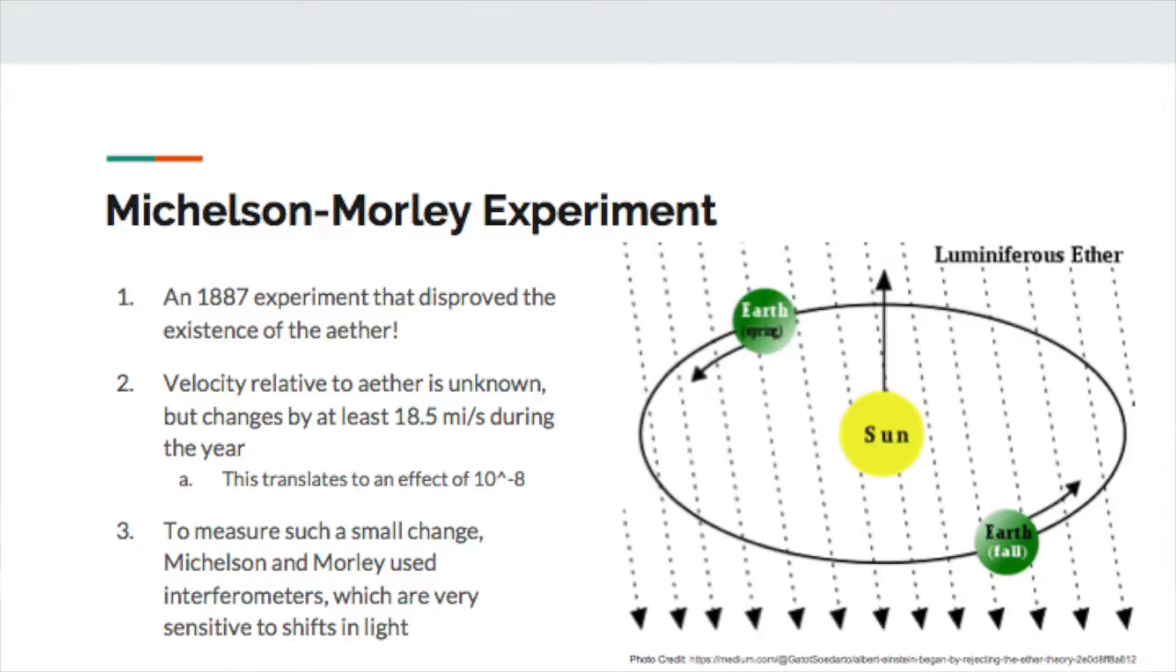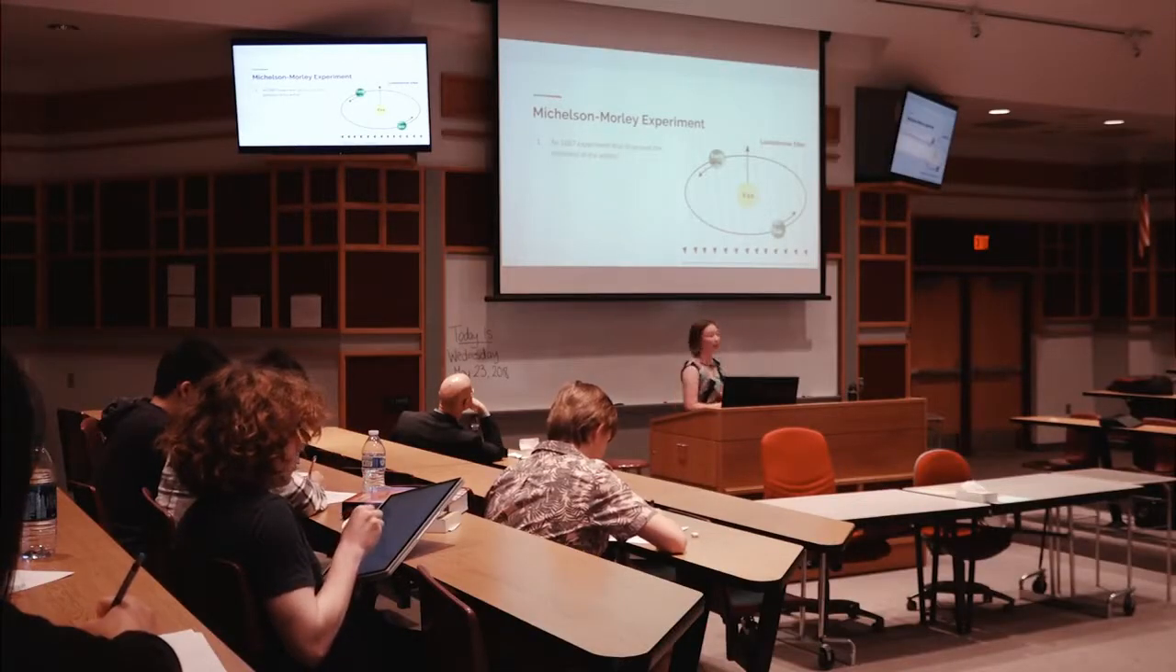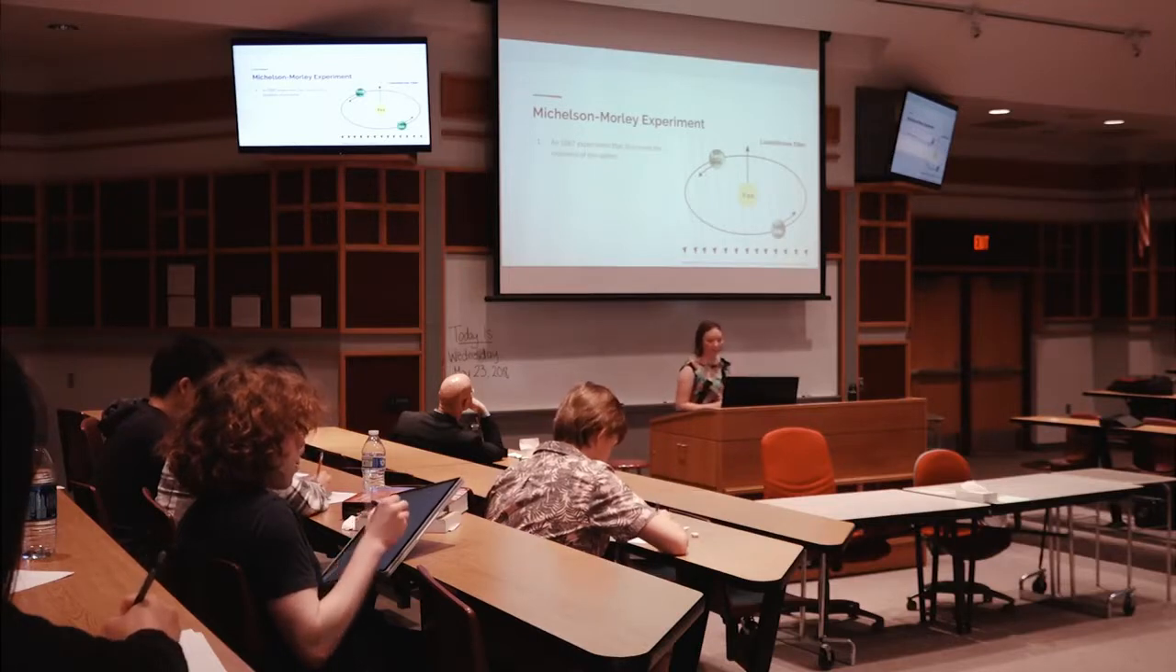So in 1887, two American physicists, Michelson and Morley, actually decided to test for the existence of the ether. Just ahead of time, their experiment actually disproved the existence of the ether. But I do want to go through a little bit of how they did this, because it is actually a very genius experiment that they did.